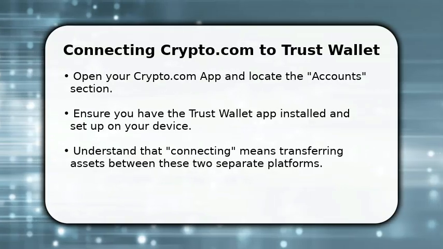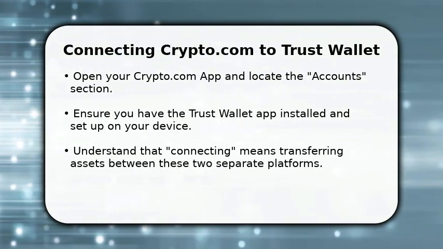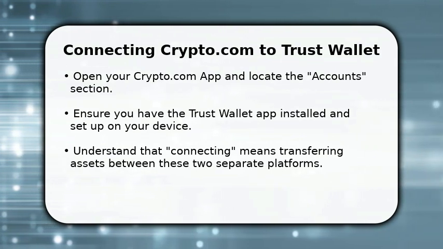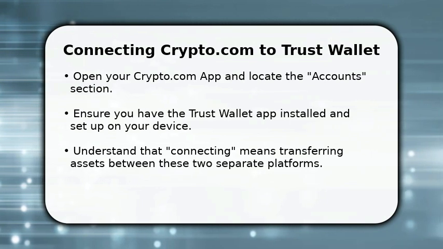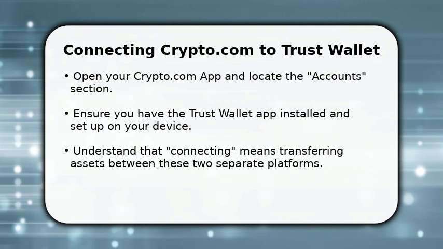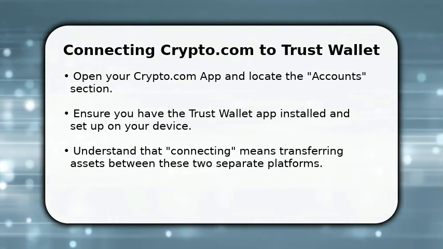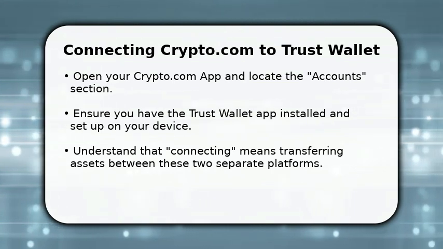In this video, I will explain how to connect crypto.com to Trust Wallet. This process involves transferring your digital assets from one platform to the other. First, open your crypto.com app and navigate to the Accounts tab. Next, ensure your Trust Wallet is fully set up and ready to receive funds. Remember, these are distinct wallets, so we are moving assets, not linking accounts directly. This is the standard and most secure method.